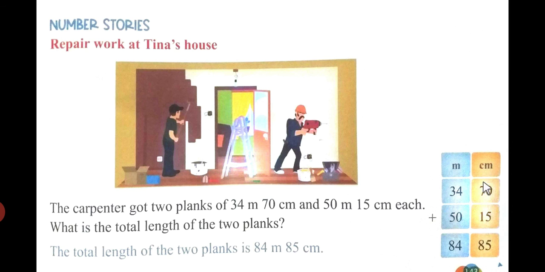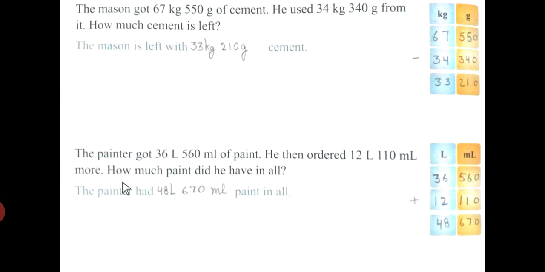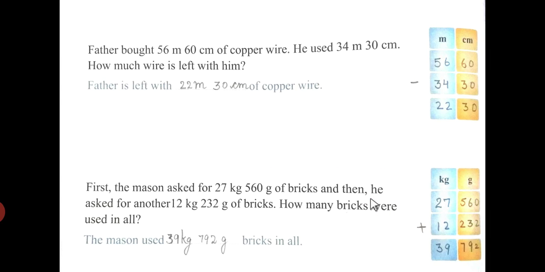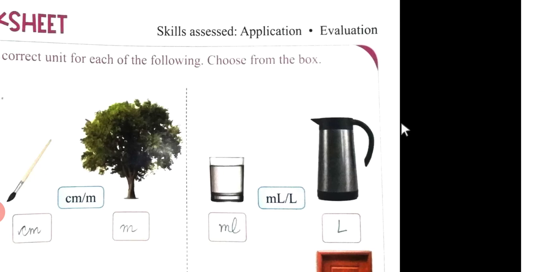0 plus 5 is 5, 7 plus 1 is 8, 4 is as it is, plus 0 is 4, and 3 plus 5 is 8. The total length of two planks is 84 meters and 85 centimeters. So here I have done the exercises for you, addition as well as subtraction. I have made the sign for you where you have to do the addition work and where you have to do the subtraction work.